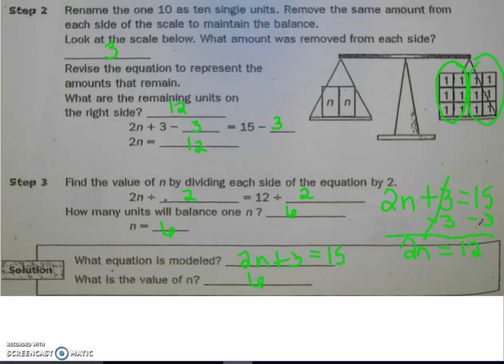The 2 and the n are multiplying. The opposite of multiplication is division. These cancel out to make 1n, or just n. 12 divided by 2 is 6. Alright, let's take a look at another example.